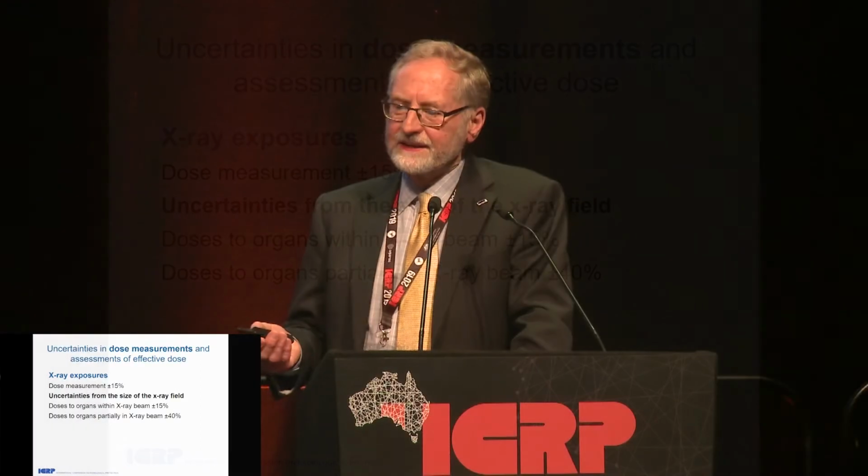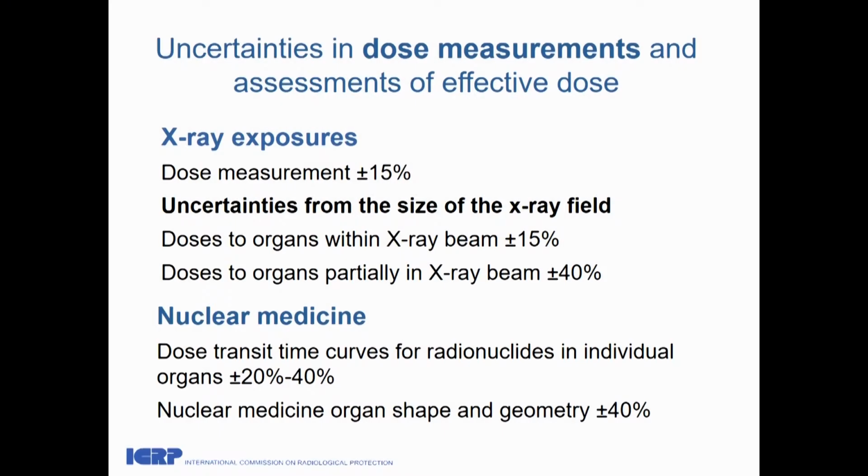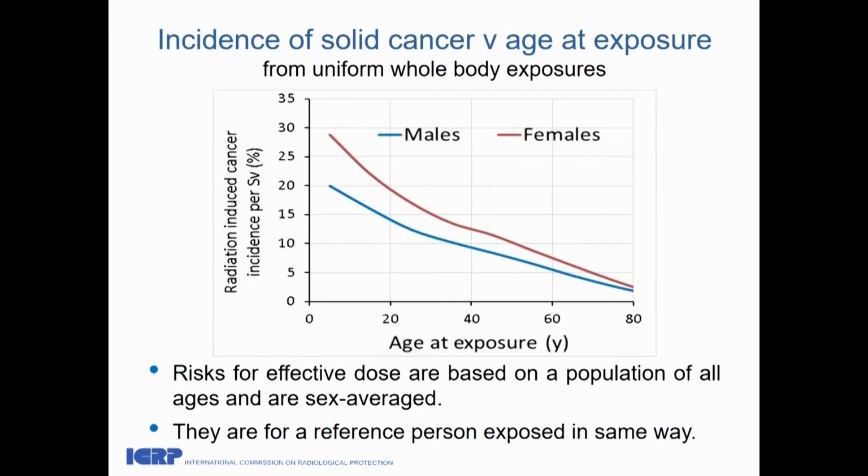If we look at the dose measurements and assessments from X-ray exposures, there are errors in the measurements we make. If we don't know exactly where the boundary of an X-ray beam is, so organs lying in and out of the X-ray beam, there'll be quite a lot of uncertainty in those. There are uncertainties in nuclear medicine and dose transit times, and also in the organ shape and geometry.